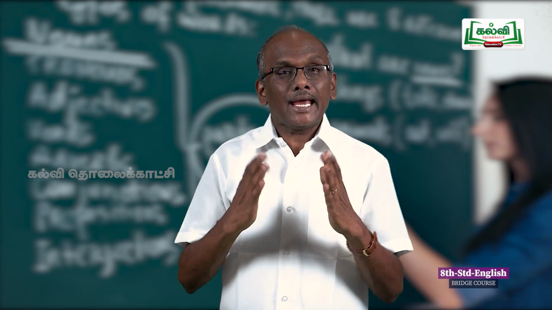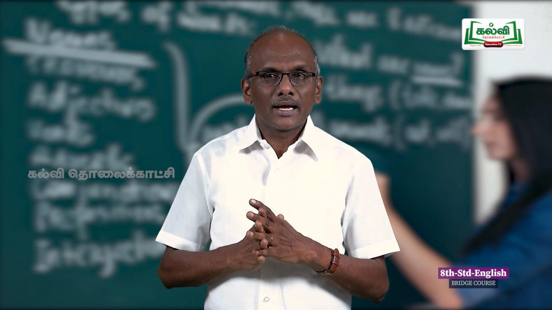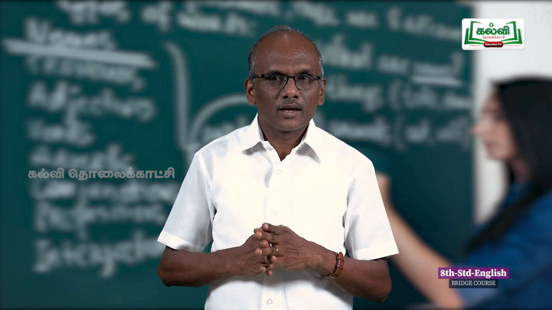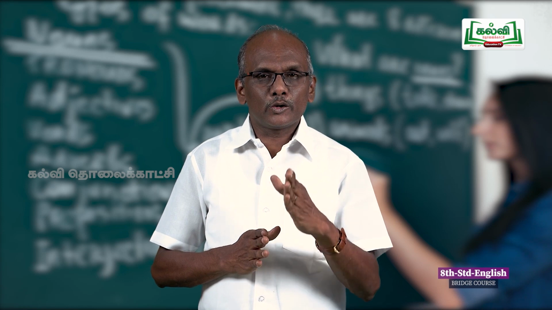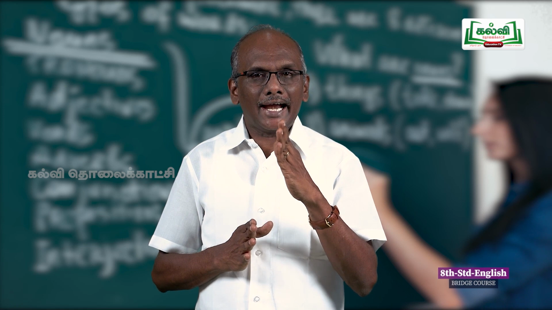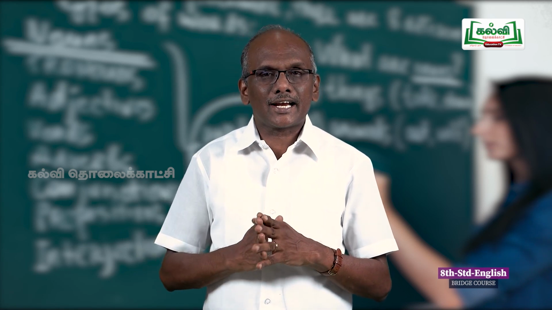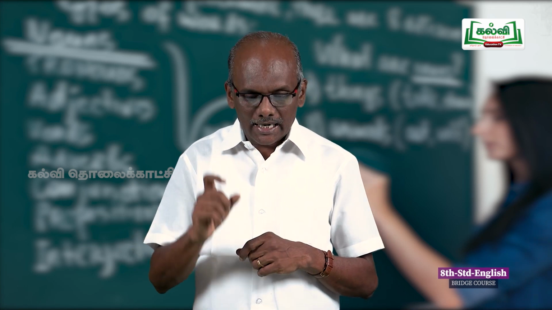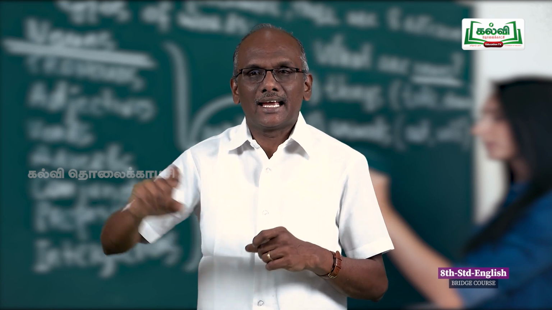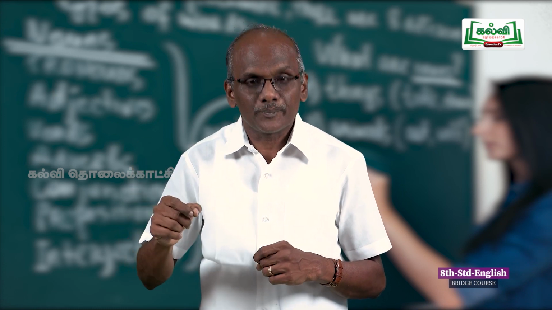Next, he can solve the sum. What is the verb here? "Can solve." The modal auxiliary verb "can" is there. You add "not" to the verb "can." Now you get the contracted form "can't." And instead of the name, you use the pronoun "he." Now you get the question tag, "can't he?"